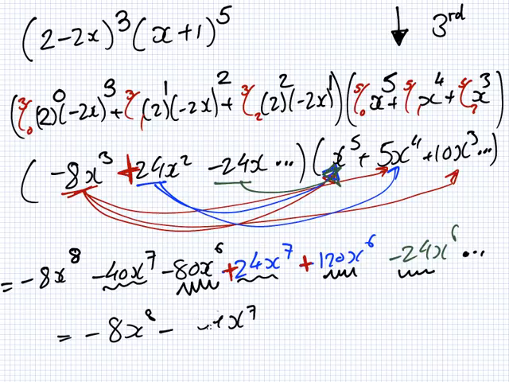Right, x7, what have I got? Minus 40 plus 24 is minus 16. And then lastly, x6, with a plus, isn't it? Yeah. Minus 80 plus 120 is, 120 minus 80 is 40. 16, dot, dot, dot. Okay, and this is the answer here.